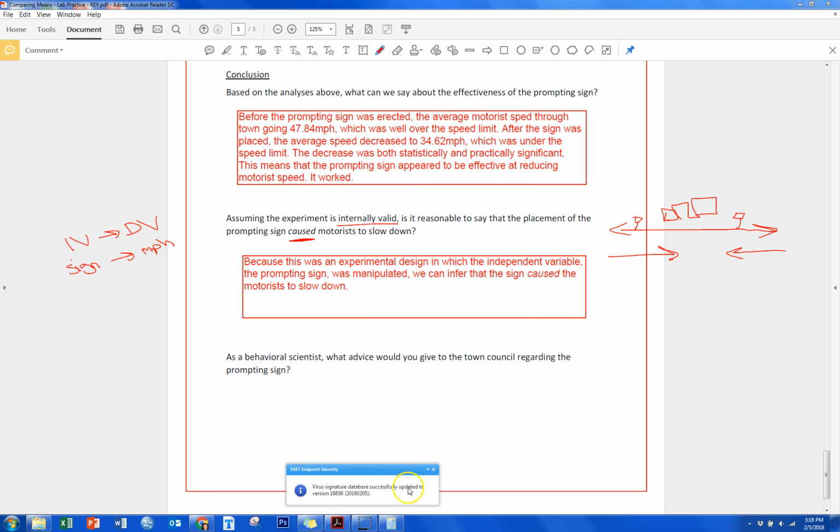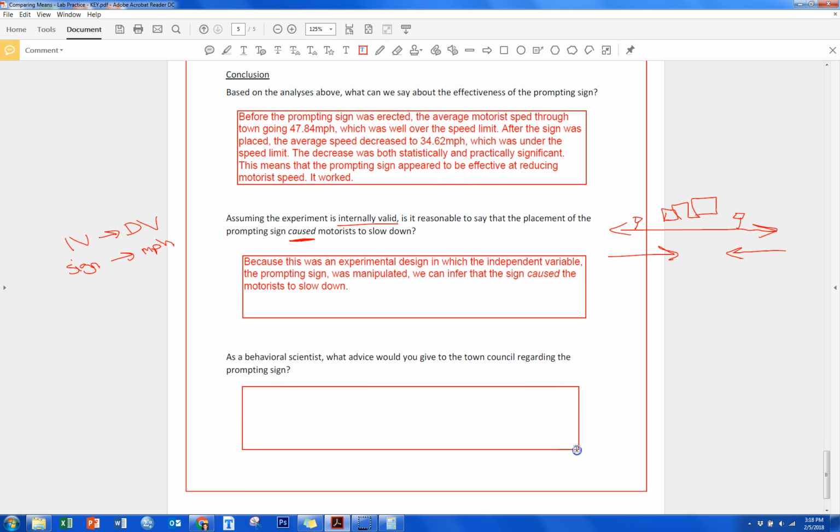So what are we going to recommend? Well, they certainly should leave the sign up. It does appear to be working. They could continue to monitor motorist speed and see if this trend continues. And they could also try adding a sign going the other direction to see if they also experience a decrease in motorist speed, people going this way. So that would probably be what I would recommend. I wouldn't take the sign down. It does appear to be helping. It didn't cost very much. It's certainly less expensive than adding a patrol car. It's just a sign.